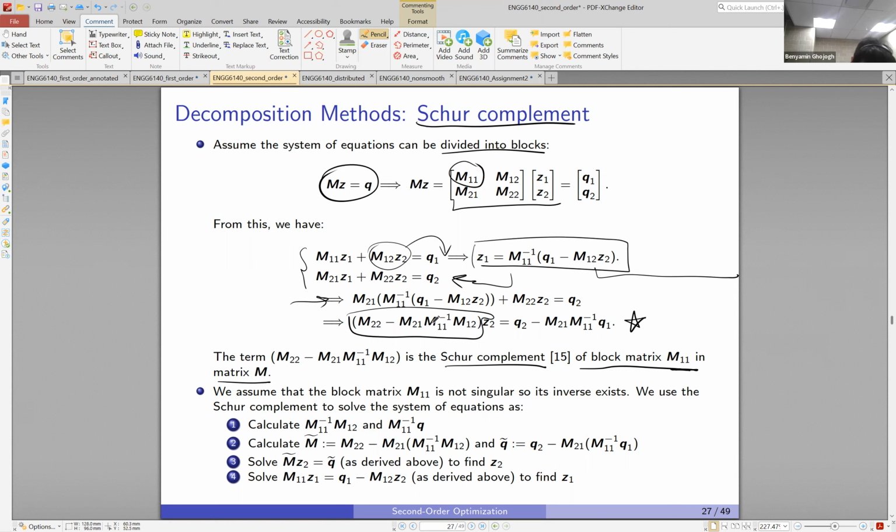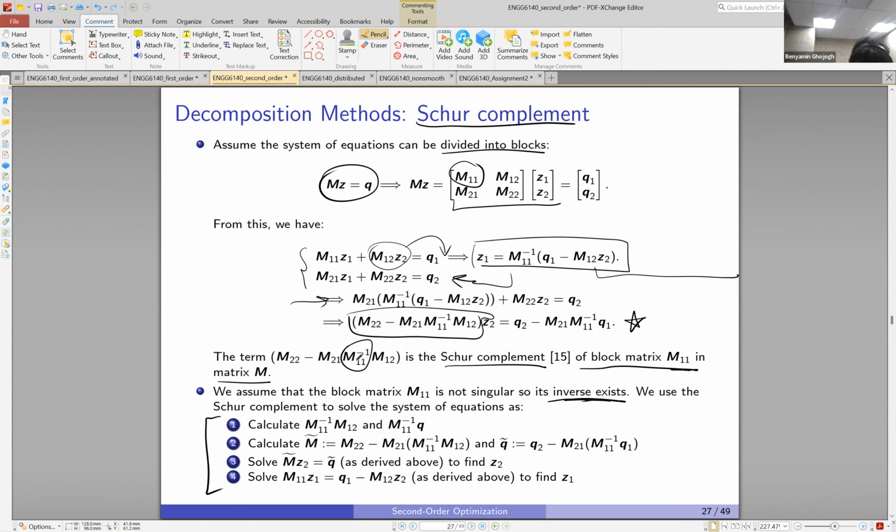So we assume that the block matrix M11 is not singular. Why? Because we have M11 inverse. So we assume it's not singular, and so its inverse exists. Otherwise it will throw an error when you are coding that. So then we can solve in this order.